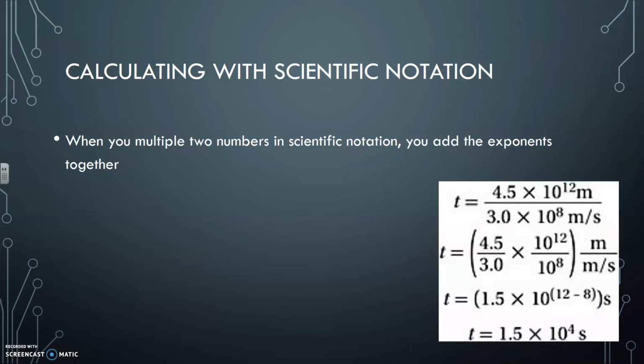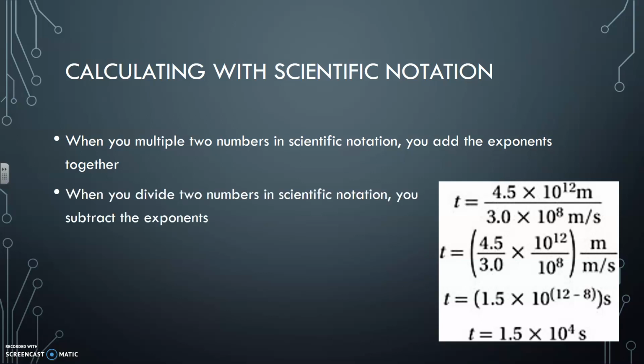So as you can see here, this is actually with division. Division is incredibly similar. It's just that instead of adding the two exponents together, you subtract the two. And the thing to remember with this is that whichever number is on top, so it's being divided by the other number, that's the number that comes first. So you can see in this example you have 4.5 times 10 to the 12th being divided by 3 times 10 to the 8th.